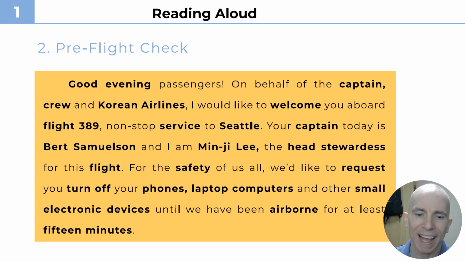So this one has a few words. I think the pronunciation's a little harder. So let's look at these. Korean Airlines, this part, flight 389. You don't have to say three hundred eighty-nine, just three eight nine. Seattle. Seattle is a city in Washington, USA.